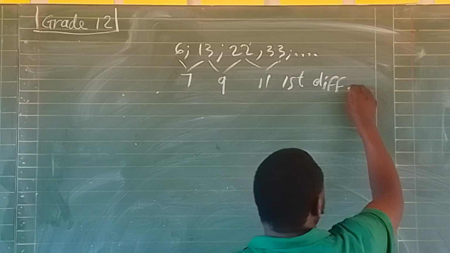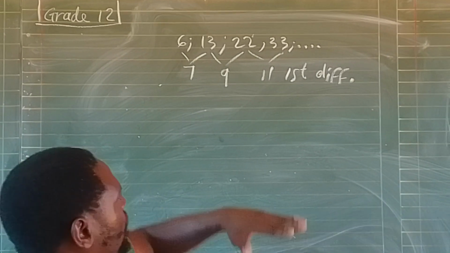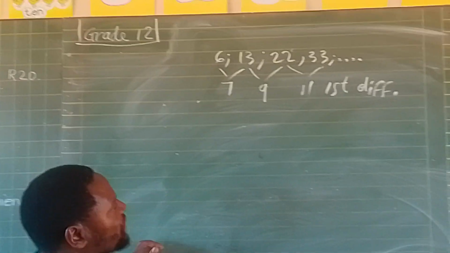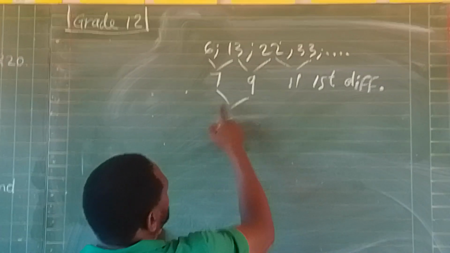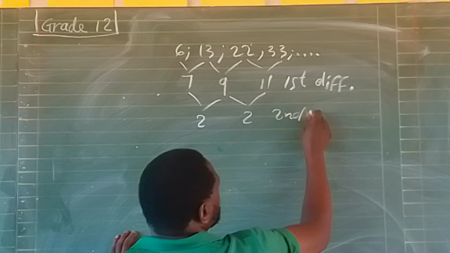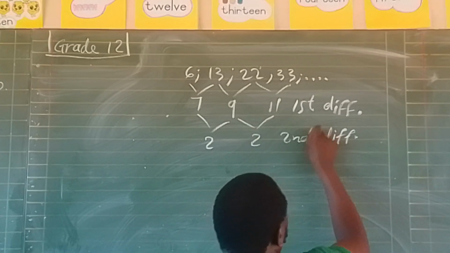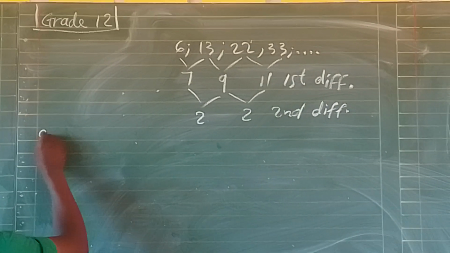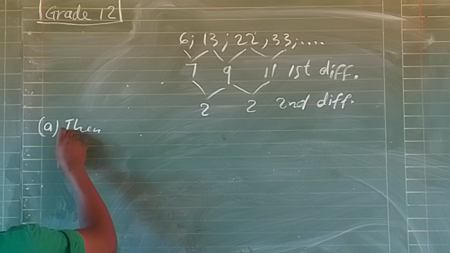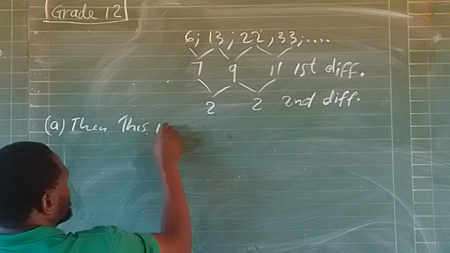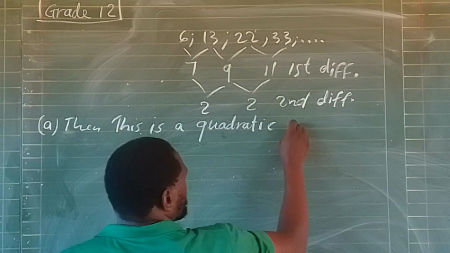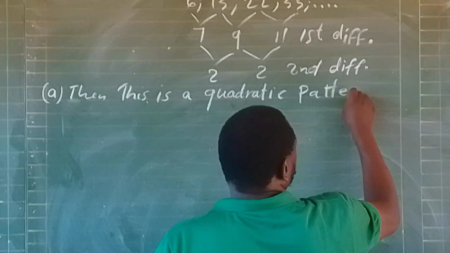Then we go for the second difference. If the second difference is going to be common, then we will conclude by saying this is a quadratic pattern. Right? 9 minus 7 is 2. 11 minus 9 is 2. This is our second difference. Then we answer: this is a quadratic number pattern.